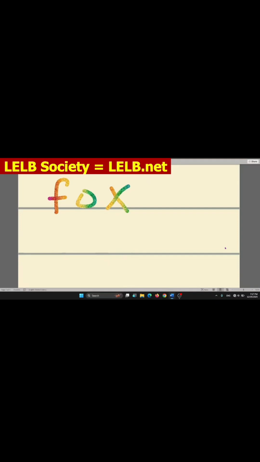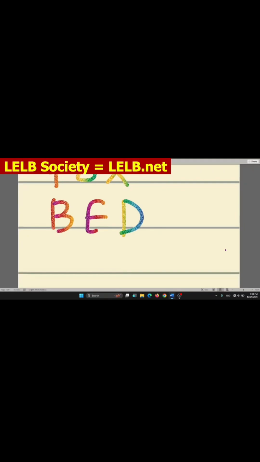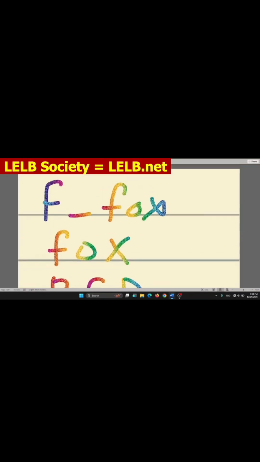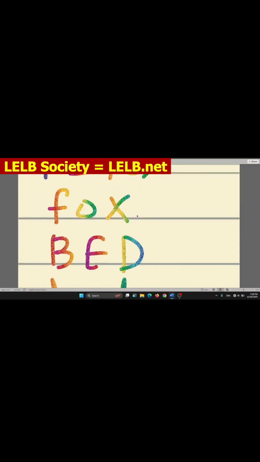Also a new word for today, B-E-D. You know this word, bed. You go to bed to sleep at night. B-E-D. This is a new word. And in lowercase also you can write it. B-E-D. Bed. Okay. We worked on A, B, C, D, E, F.